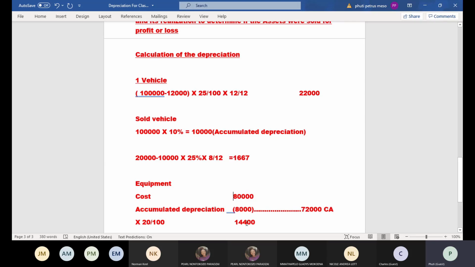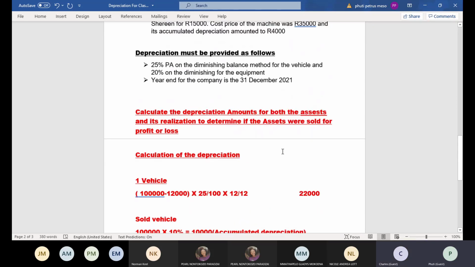Right, everybody happy here? Just to verify on the vehicles. You said one vehicle. The first question, the 22,000 is the carrying value. No, I'm talking about the vehicles. The 22,000 is the depreciation. Let me bring it underneath. The carrying value will be 88,000 rands. It will be 100,000 rand minus 12,000. That will be your carrying value. Okay. Thank you very much.